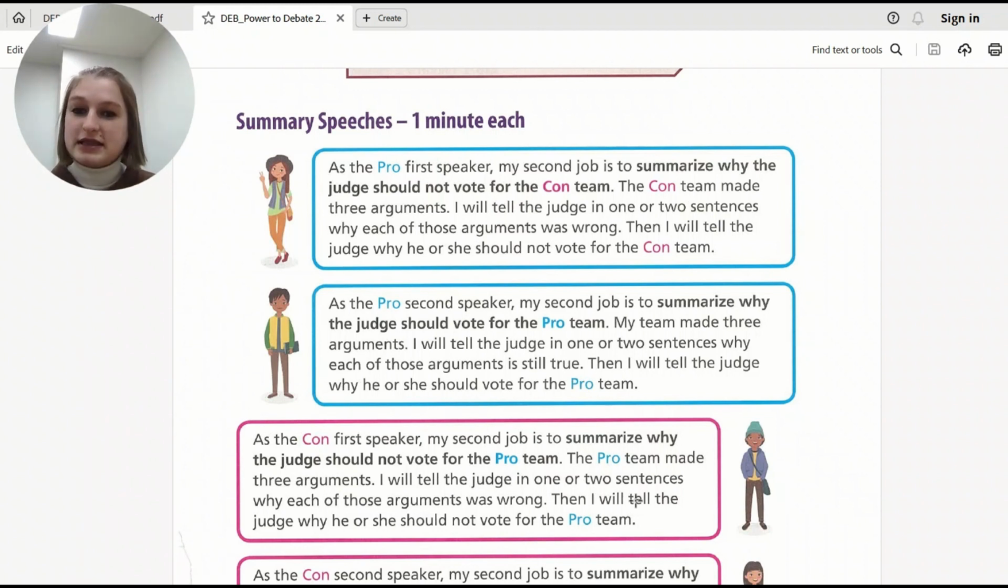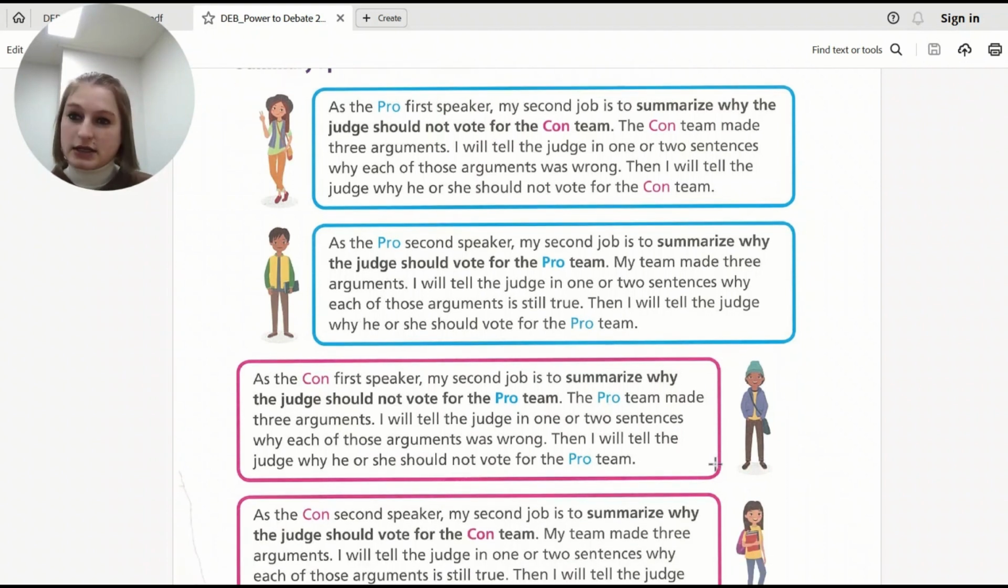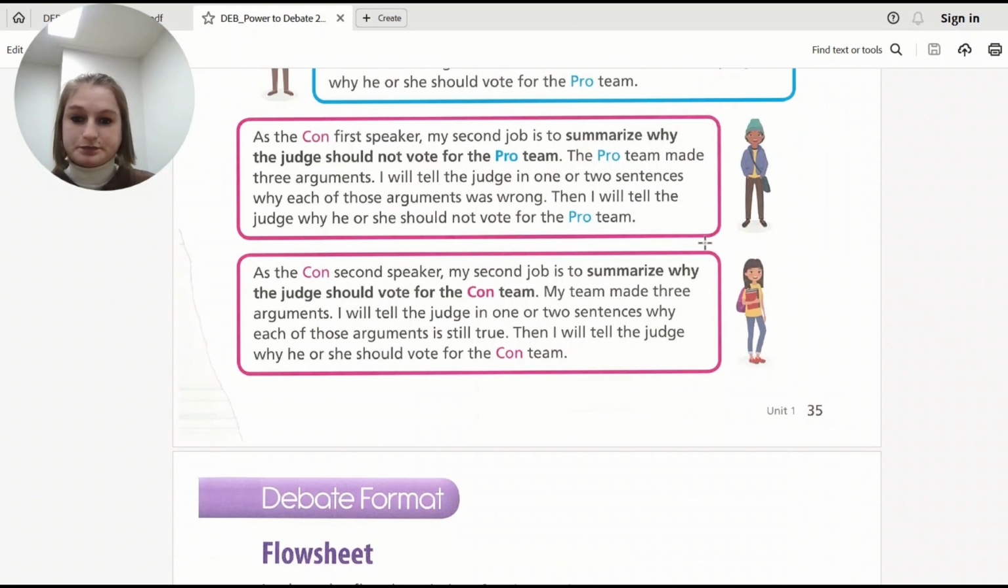And then as the second speaker, if you are the one that presented the third argument and the 2 refutations, you will summarize why the judge should vote for your team. So my team made 3 arguments. I will tell the judge in 1 or 2 sentences why each of those arguments is still true. Then I will tell the judge why he or she should vote for the pro team. And again, that's the same for the con second speaker as well.